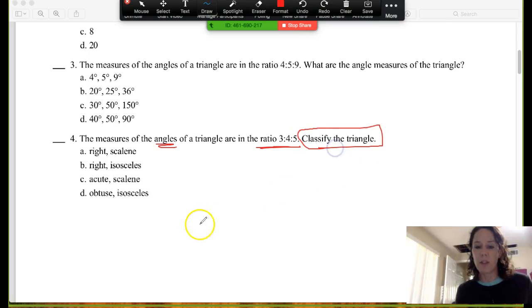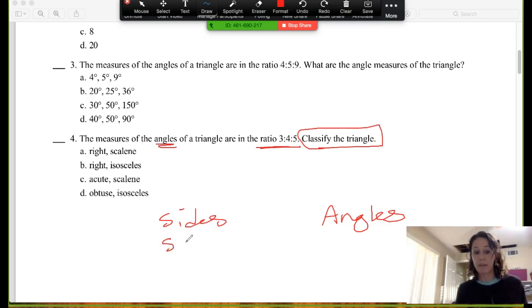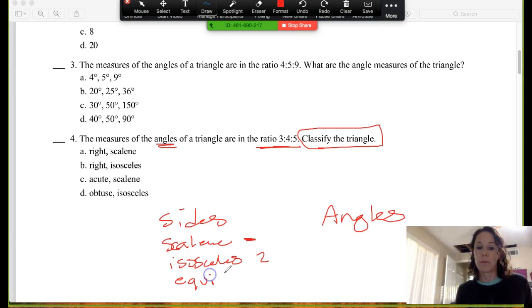Now we can classify the triangle in 3 ways. We can have the sides and the angles. Okay, sides, we would classify it as scalene, S-C-A-L-E-N-E, isosceles, or equilateral. So scalene, all the sides are different lengths. Isosceles, meaning 2 sides are the same, or equilateral, meaning all 3 sides are the same.